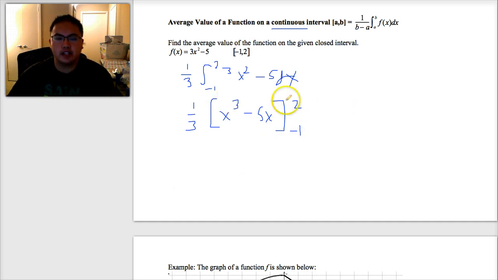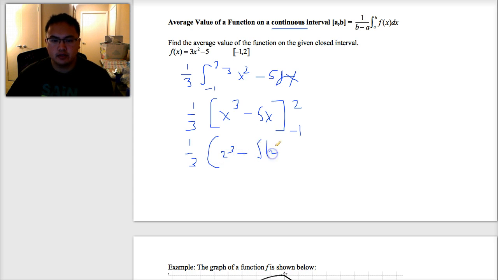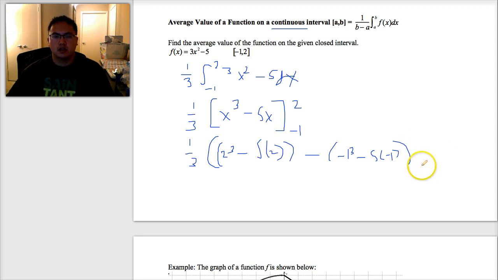Now that I've taken the antiderivative, what I'm going to do is plug in 2, plug in negative 1, and subtract the answers. So I'll have 2 to the third minus 5 times 2. Actually, I'm going to put another set of parentheses here. Minus, I'll plug in negative 1. Okay so far? All I did is plug in 2 and plug in negative 1, and I'm going to subtract the two quantities. If I plug in 2, I get 8 minus 10, which gives me negative 2.